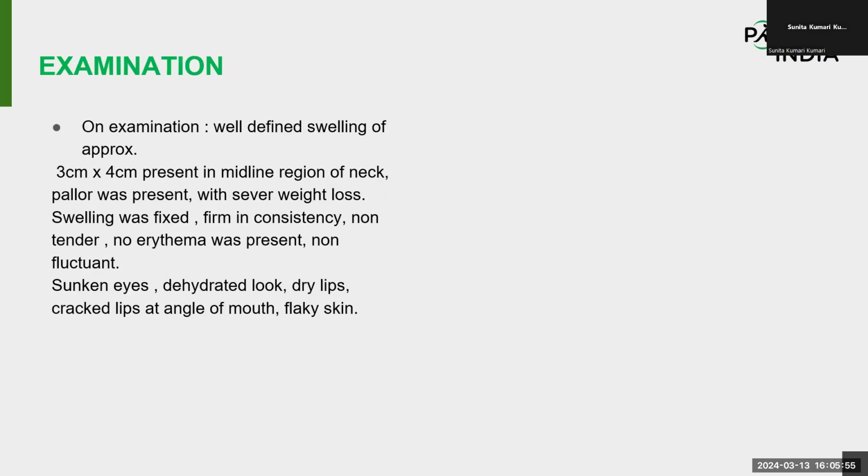On examination, a well-defined swelling of approximately 3 to 5 cm, 4 cm, was present in the midline region of the neck. Pallor was present with severe weight loss. Firm in consistency, non-tender, no arrhythmia was present, non-fluent speech, sunken eyes, dehydrated look, dry lips, cracked lips at the angle of mouth, flaky skin.